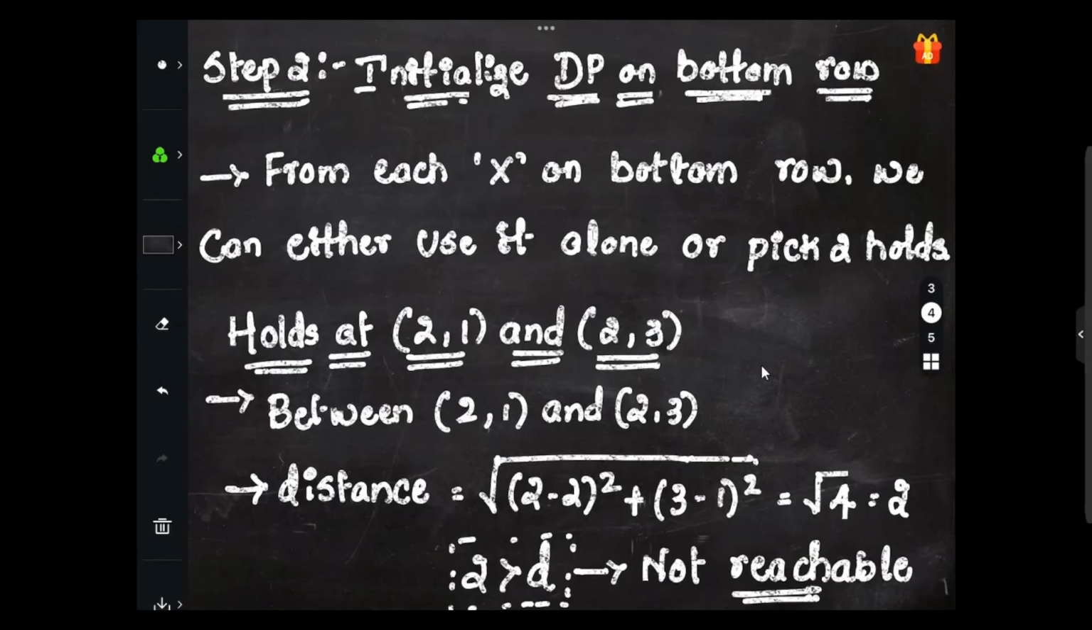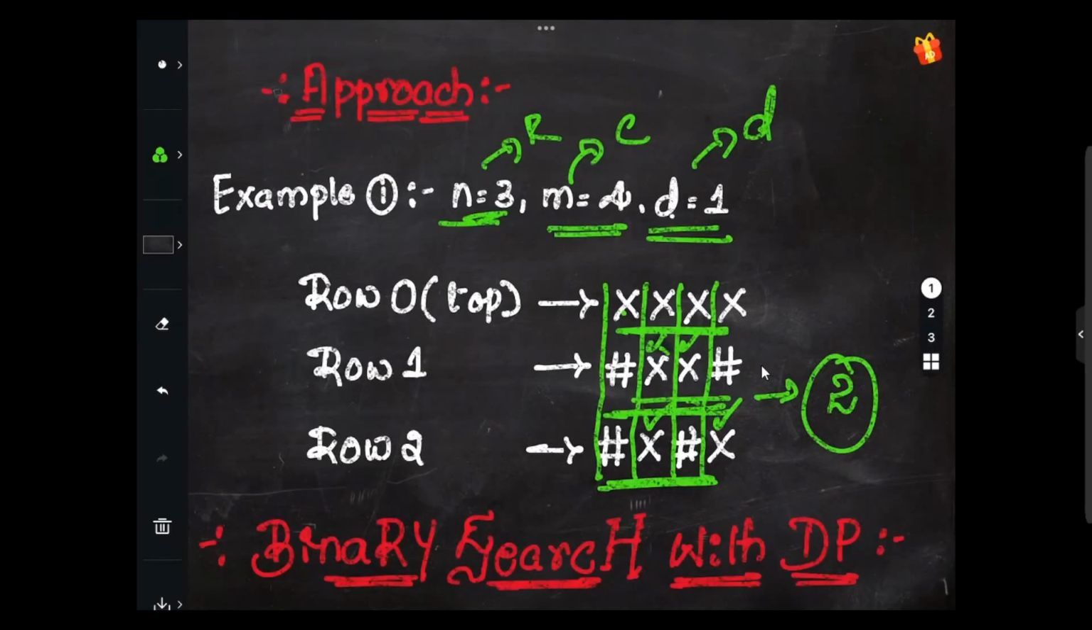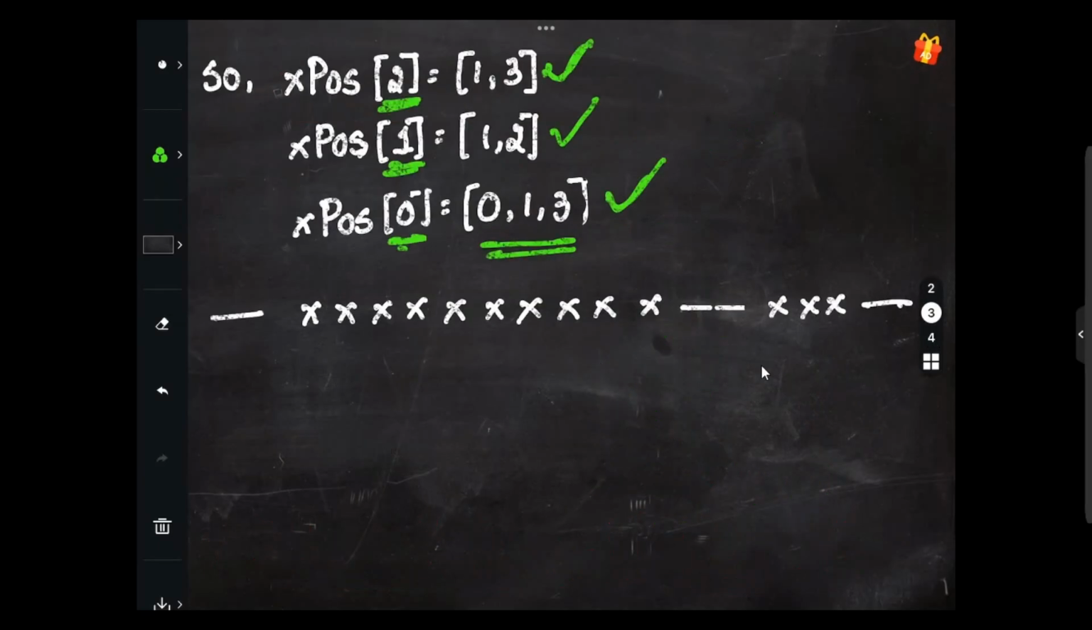Here, from each x on the bottom row, we can either use it alone or pick two holds. Where x is present here: 2 comma 0, 2 comma 1, and 2 comma 3 x is present. 2 comma 1 x is present and 2 comma 3 x is present here in this case, right?